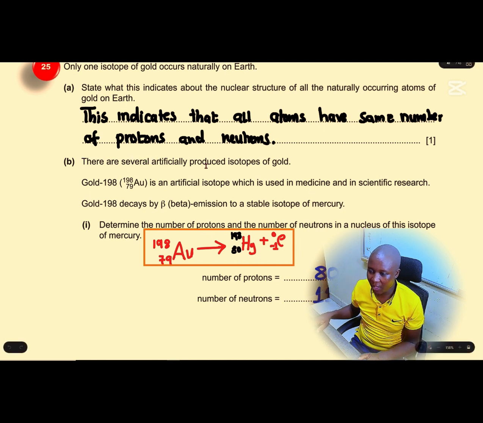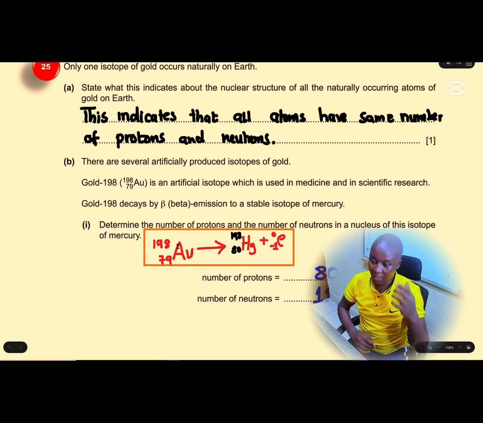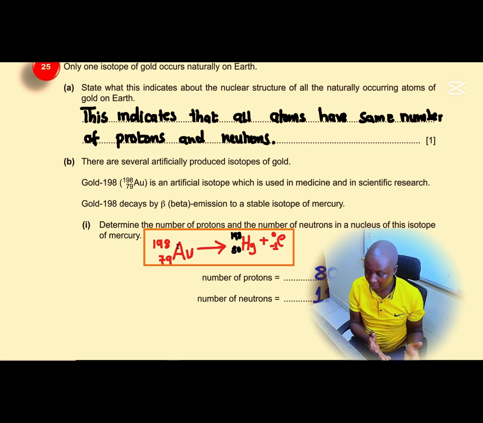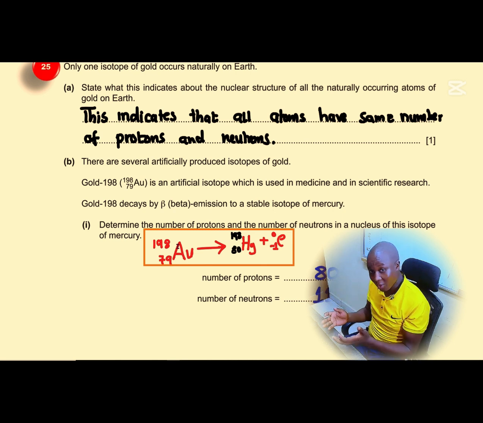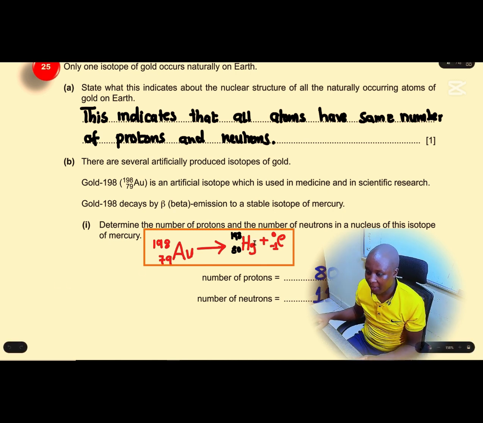We're told there are several artificially produced isotopes of gold. Gold 198 is an artificial isotope. It's used in medicine and in scientific research. Gold 198 decays by beta emission to a stable isotope of mercury. Determine the number of protons and the number of neutrons in the nucleus of the isotope of mercury. So in this case, it was gold. Now it has become mercury. So what is the transformation?